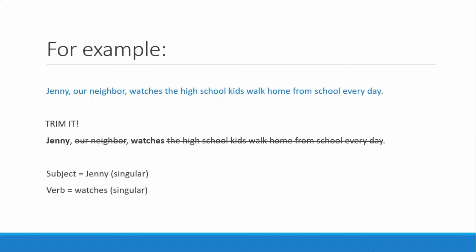I also should say that the tense agrees as well, because Jenny, our neighbor, watches the high school kids walk home from school every day. It's something she's doing now, currently doing, so the verb should be in the present form. And it is. Watches is in the present form.